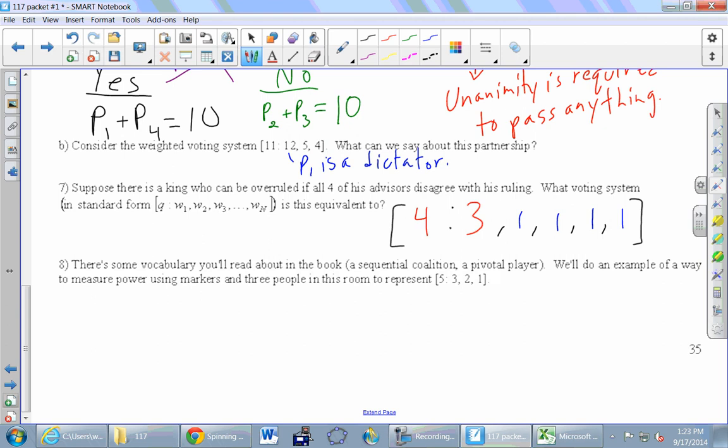5 is the quota. So Tony's going to vote, and he's going to say, yes, all 3 of my votes, put them right in there. I'm in favor of this motion. Does the motion pass right now? No. Monica's going to come along and say, I'm in favor, and she's going to put all 2 of hers. So does it pass now?